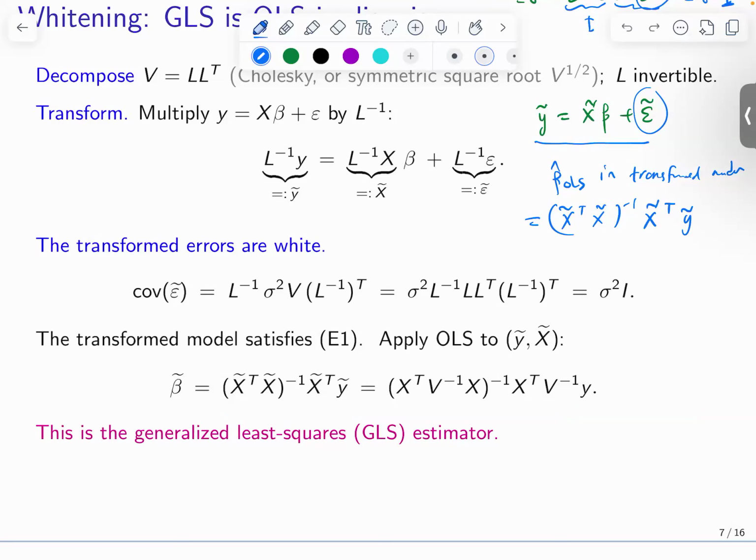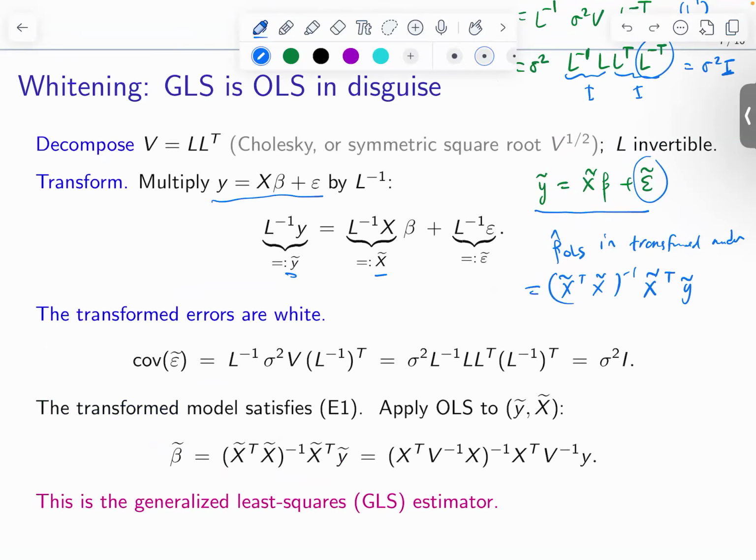That's the OLS in the transformed model, but I can plug in what these are in terms of y and x. If you do it, you can put back together L L transpose, and you get x transpose V inverse x, inverse, x transpose V inverse y. So this V inverse just comes in between these terms. This new estimator happens to be the OLS in the right-hand model, so it's the good estimator. It's called the generalized least squares estimator for this model, and I can port everything I know about OLS via this transformation to this estimator. For example, I know what the covariance matrix of this is.